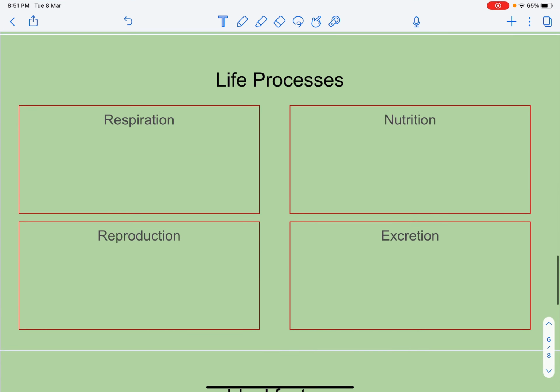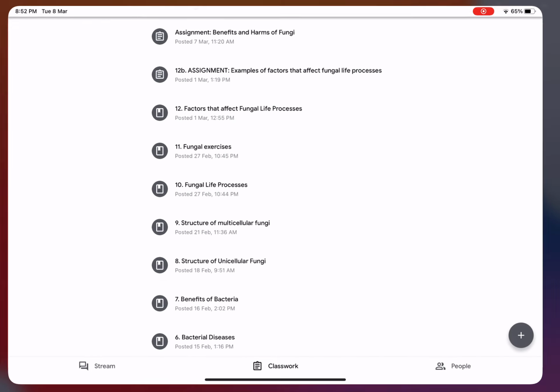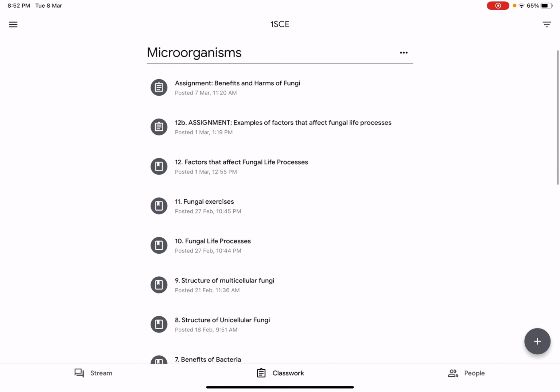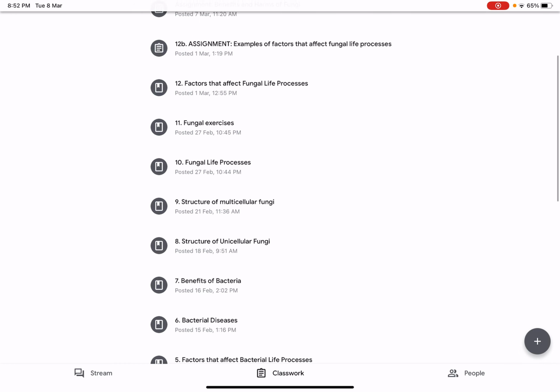This is the part where I think some people might struggle, and it's to do with describing the life process of the fungus you have chosen. So if I'm talking about yeast, I want to describe what kind of respiration it does. For this, you might have to refresh your memory about the different types of respiration. So for that, you have to go to your Google Classroom, and under microorganisms, you find the topic that we need to talk about. So here I can see I've got fungal life processes on number 10.